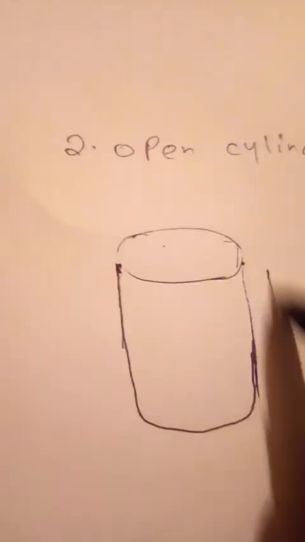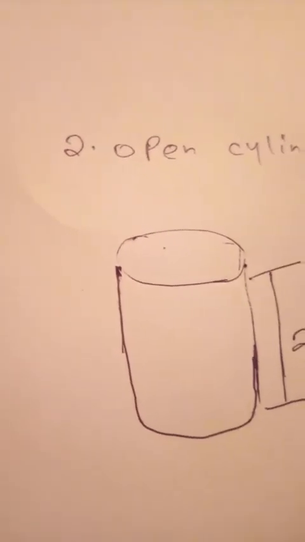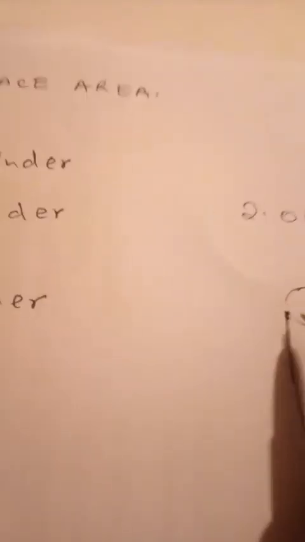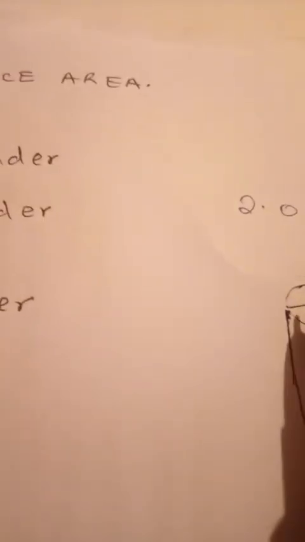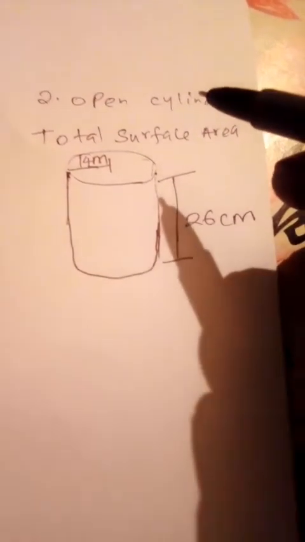Let's say that this cylinder has a height of 26 centimeters and it has a radius of 14 meters. We are going to calculate the total surface area of open cylinders.